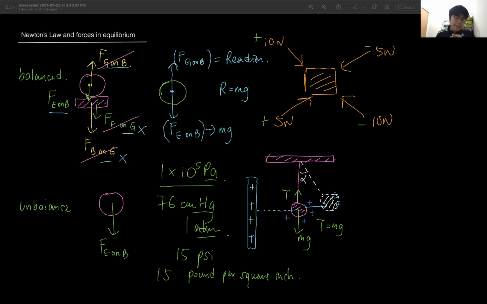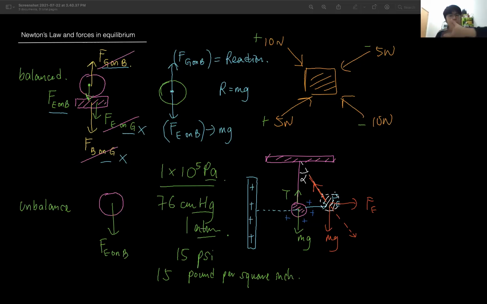When the ball is at this position, what forces do you have? Let's see. We got mg down, we got Fe, and then we got tension in this direction. If you only look at mg and Fe, then the ball should come down here. This is the resultant effect of mg and Fe.